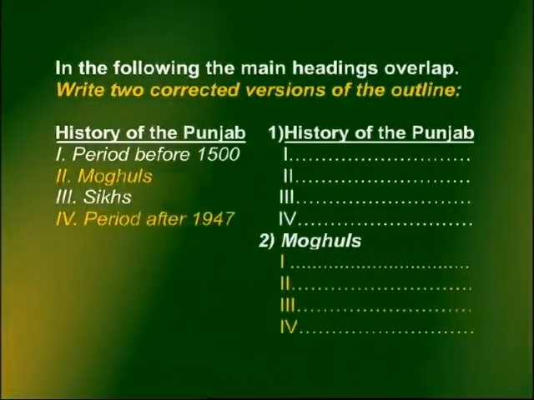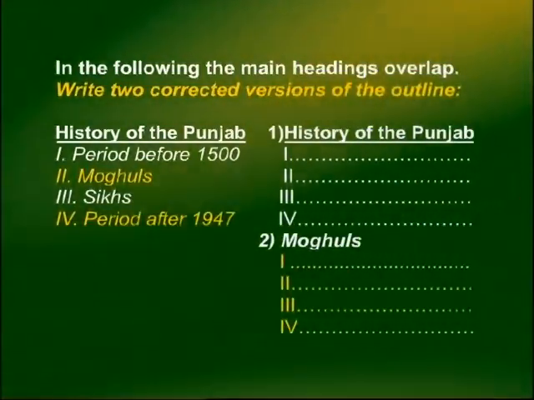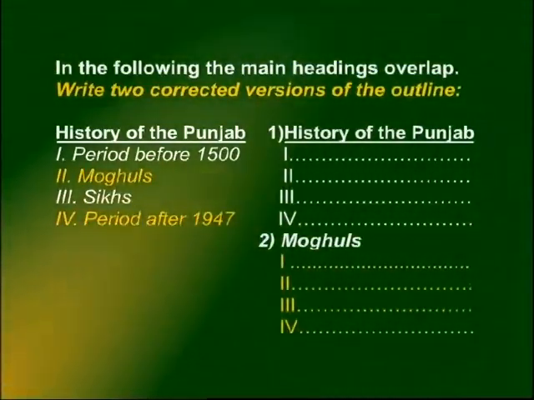One on the left hand side talks about the history of the Punjab, and you've got 4 periods: period before 1500, Mughals, Sikhs, period after 1947. You could write it in another way. Number 1, you can talk about the Hindu period before the coming of Muslims. Punjab under the Gupta, the other earlier Hindu rulers. Then Punjab after Ghazni, Mahmud of Ghazni, because he annexed the Punjab to his kingdom.